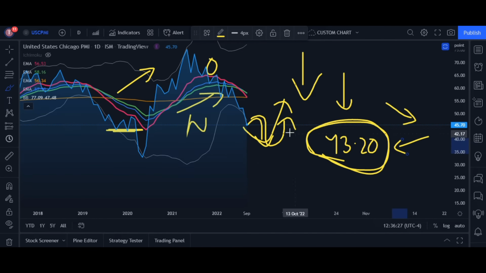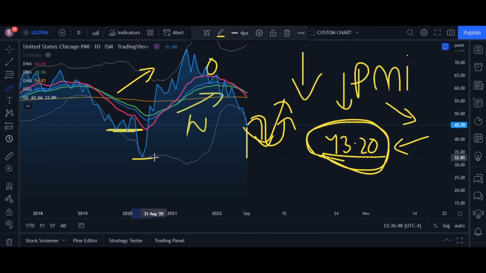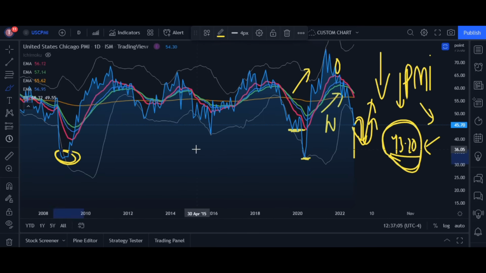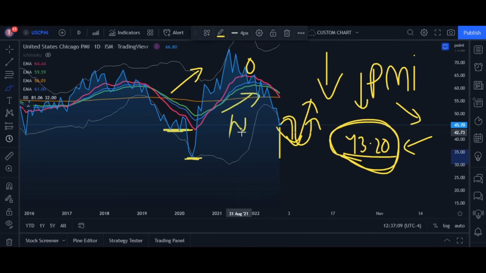Now there is a second probability that it can even breach this 43.20. If the PMI in the month of October breaches the 43.20, it will be heading to the lowest levels that we saw in May 2020, during the initial phase of COVID-19. Historically we have not seen this. The last time we saw these levels was in 2008, in the Great Recession.